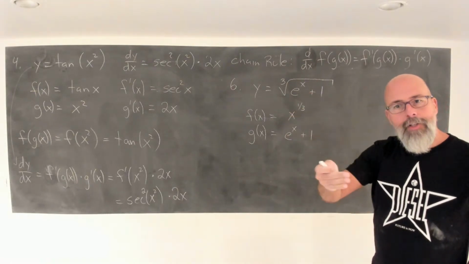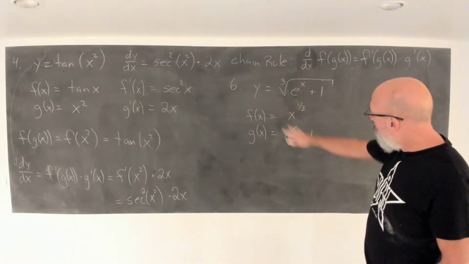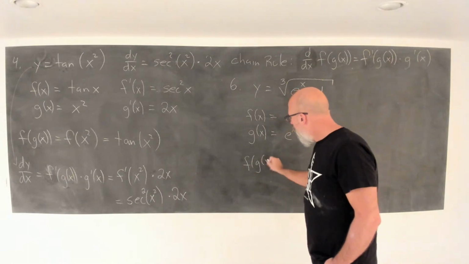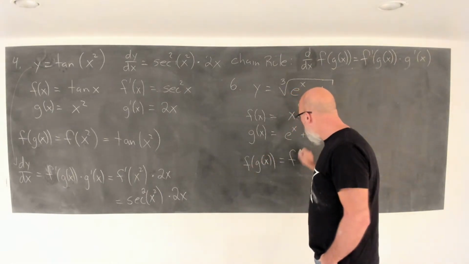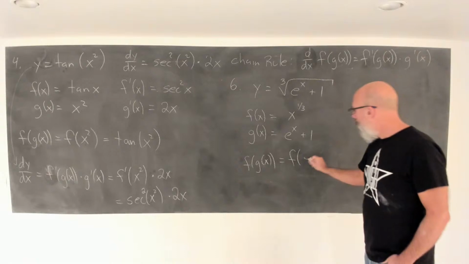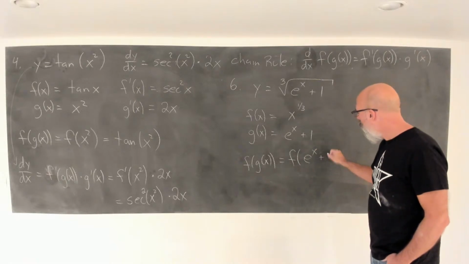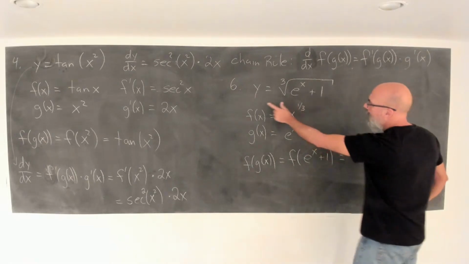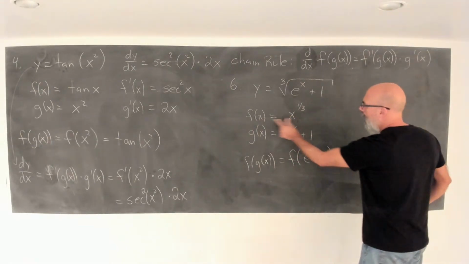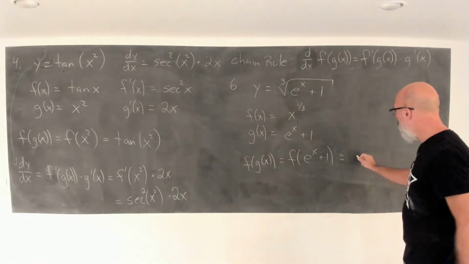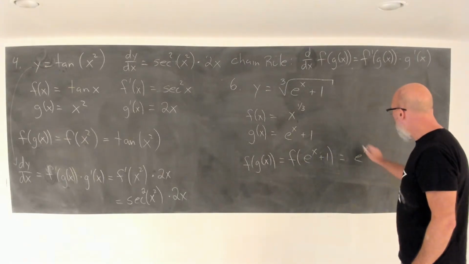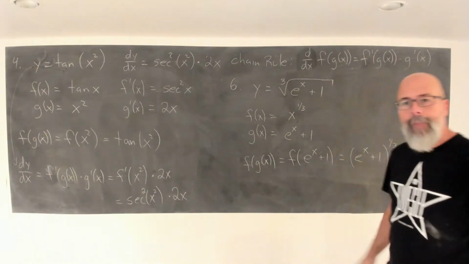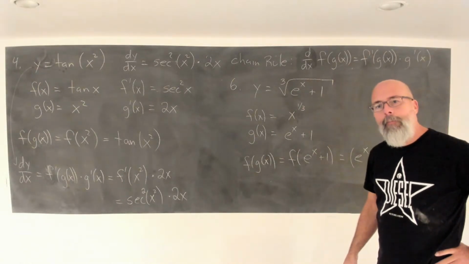Again, let's convince ourselves. I think everybody has it, but let's convince ourselves by taking the composition again. g of x is proposed to be e to the x plus 1. Everywhere you see an x in your function f, you replace it with e to the x plus 1. So that's e to the x plus 1 to the 1/3, or cube root of e to the x plus 1. Very good.